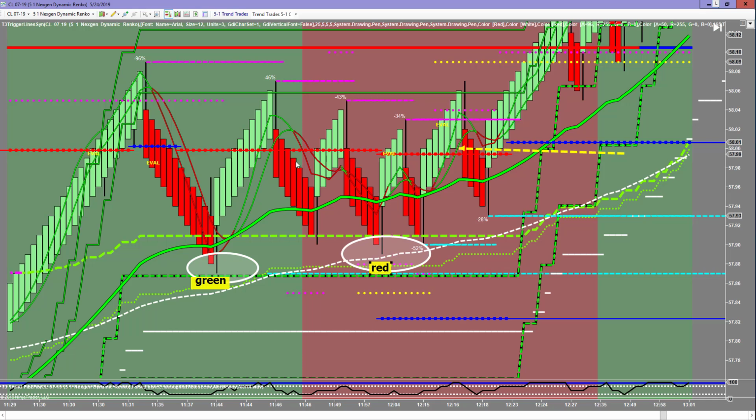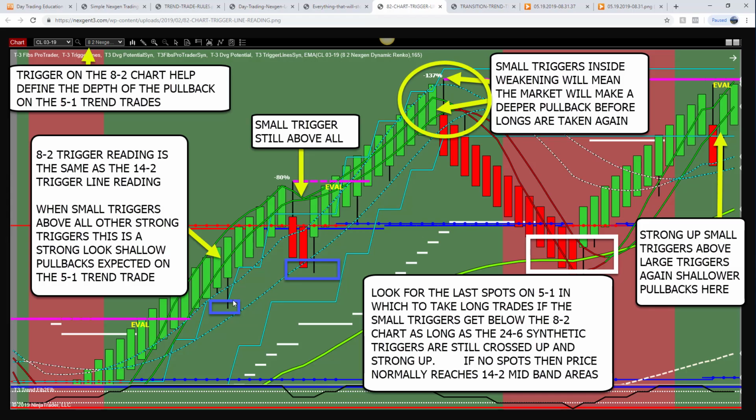Because when you're doing trend trade work, one of the biggest things that people have trouble with is there's a lot of lines on the small chart. And it's the 8-2 relationship, the small triggers' relationship to the large triggers, Mike. If the small triggers are physically above the large triggers, it's going to be green. If they're physically below, it's going to be red. Cool? Got it? Okay, good.